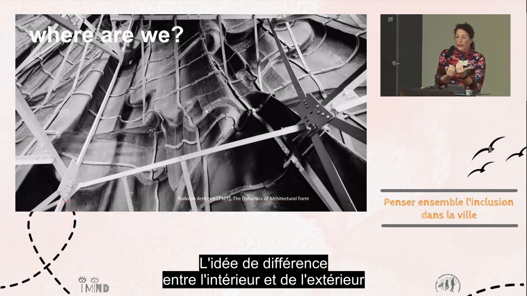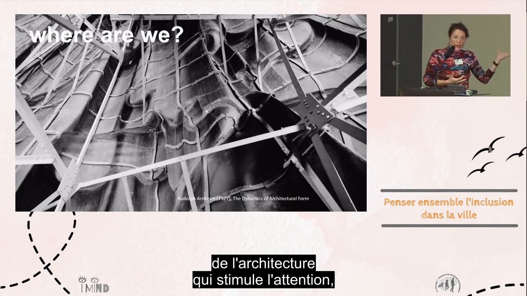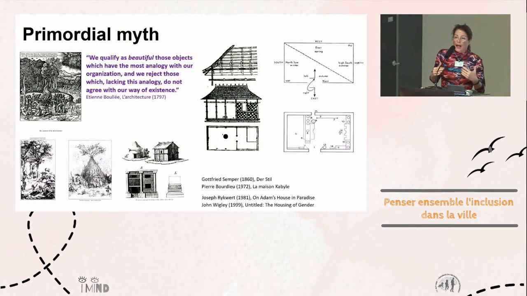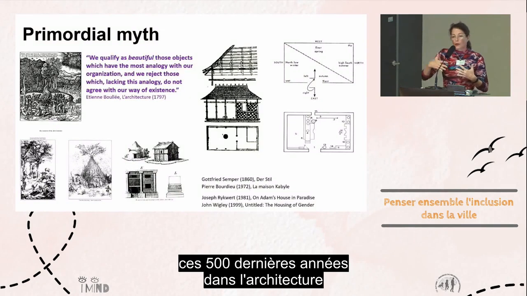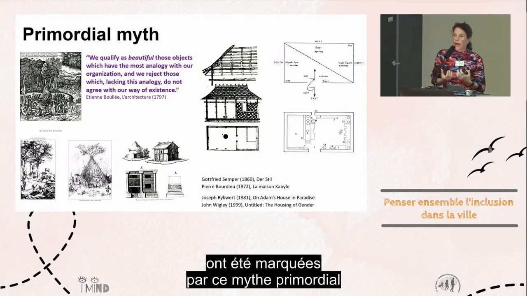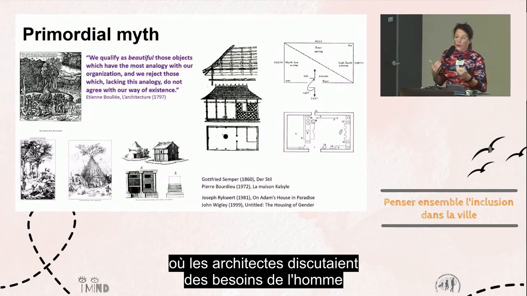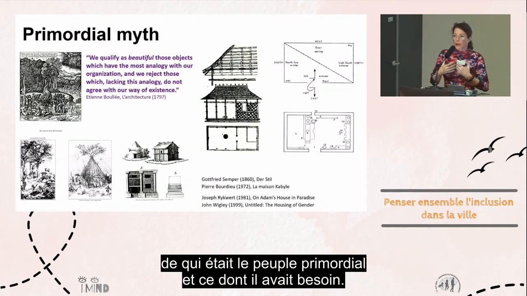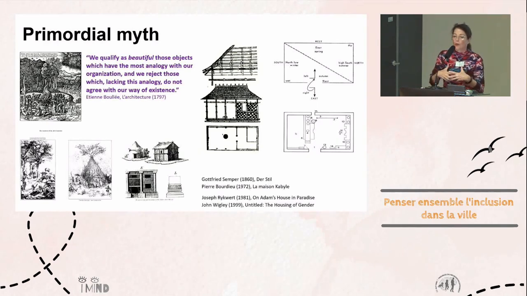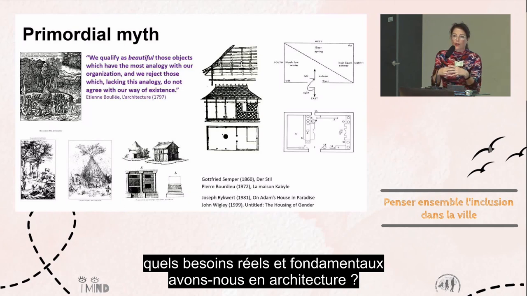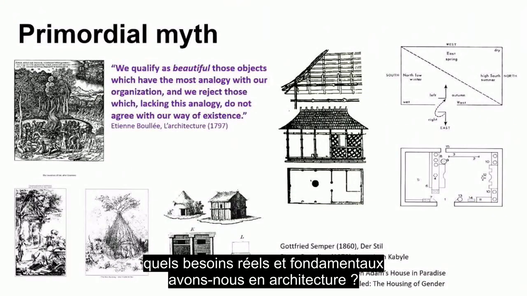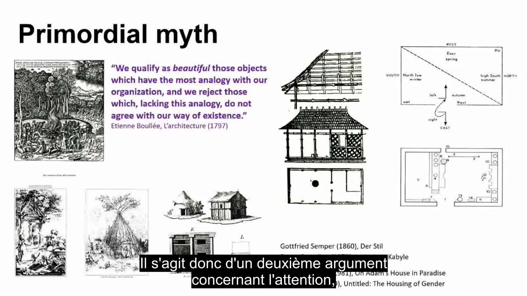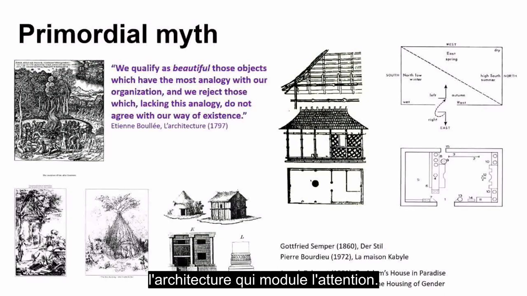But that is a bit the difference of this idea of the inside and outside, of this architecture that stimulates attention. This is a clear example for that. And secondly, throughout the last 500 years in architecture, we have this primordial myth where architects used to discuss human needs based on, let's say, a fantasy of who the primordial people were and what they needed. And so to discuss the question, what architecture really needs, what are the basic architectural needs we have? So this would be a second argument for attention, for an architecture that modulates attention.